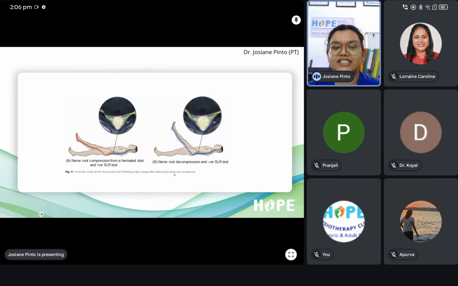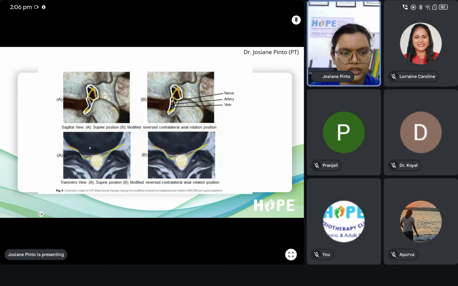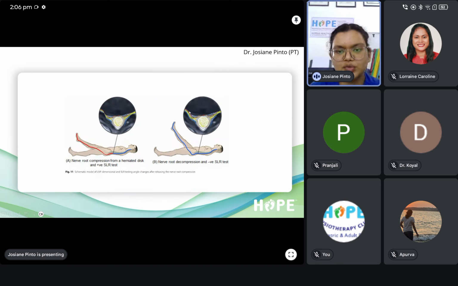Now the SLR testing angle, after and before. Before the positioning, when they had done the test, this is the same image as before. Here there is a compression, but once that compression is reduced and there is more space here, there is a negative SLR test. So there was no recreation of symptoms. And we can see it at a lower angle.